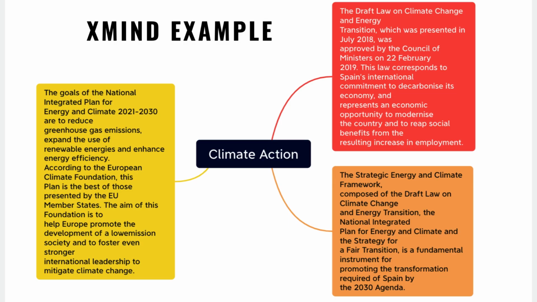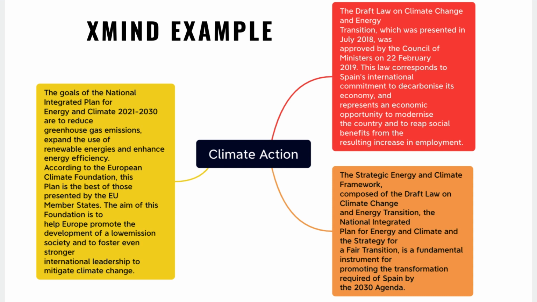And here's my XMind example for how Spain will be combating climate action. The goals of the National Integrated Plan for Energy and Climate 2021 to 2030 are to reduce greenhouse gas emissions, expand the use of renewable energies, and enhance energy efficiency. And then we also have the draft law on climate change and energy transition, which was presented in July 2018 and was approved by the Council of Ministers on the 22nd of February in 2019.